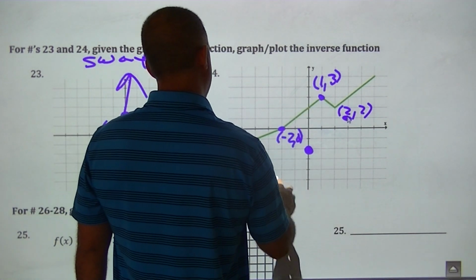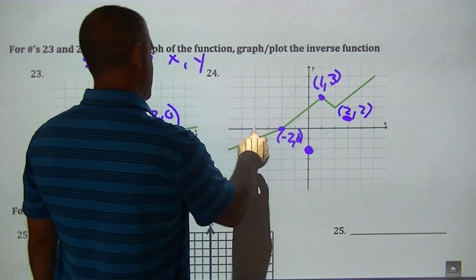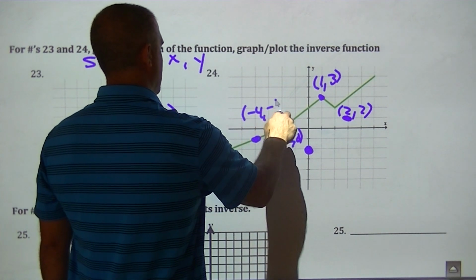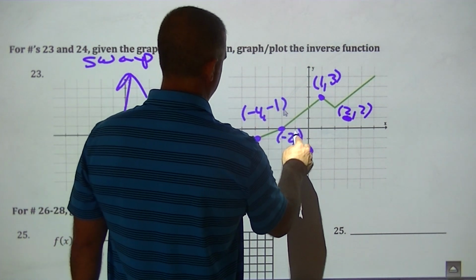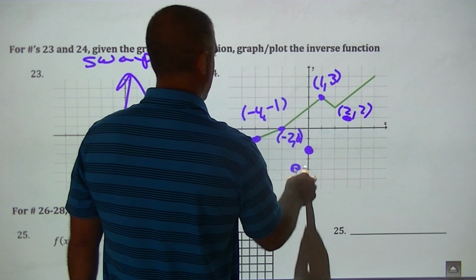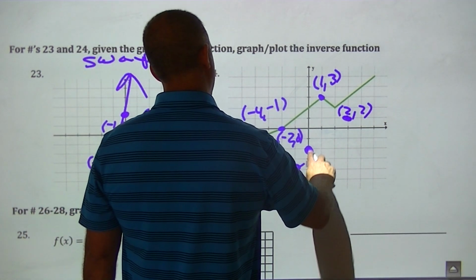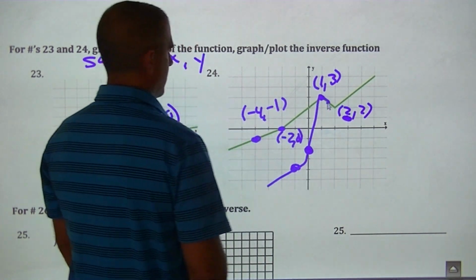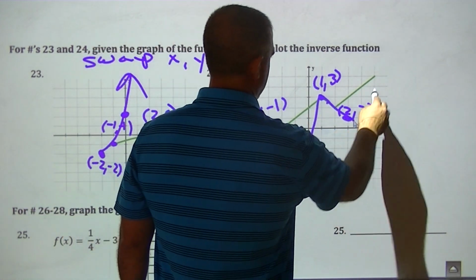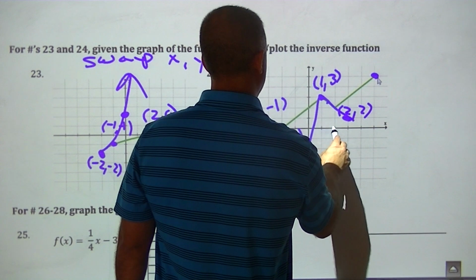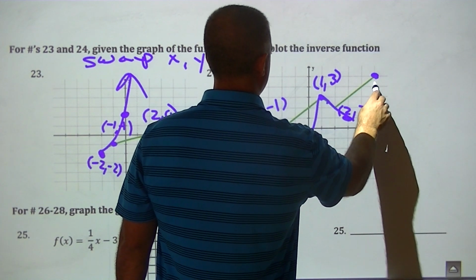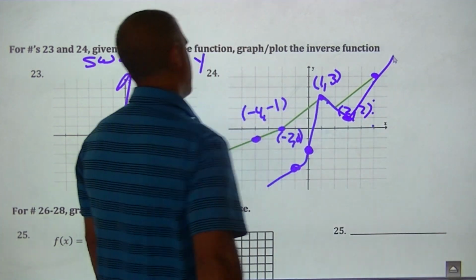So what would happen is, and let's do one more. That's negative 4, negative 1. So I would be at negative 1, negative 4. 1, 2, 3, and 4. Okay? So it goes a little bit like this. It goes boom, boom. Okay? All right? Boom. And let's say, what's this point here? 1, 2, 3, 4, 5. They go right like that. Okay?